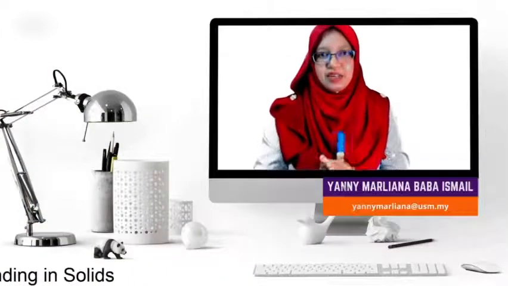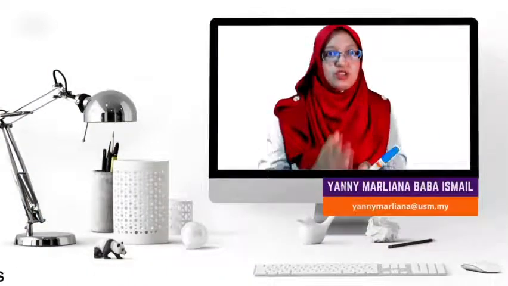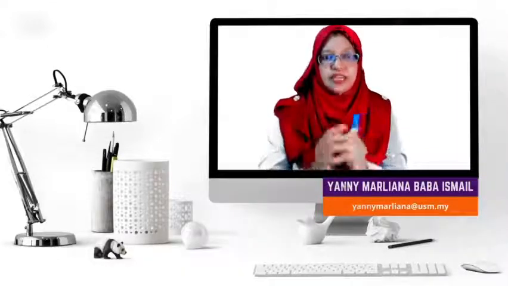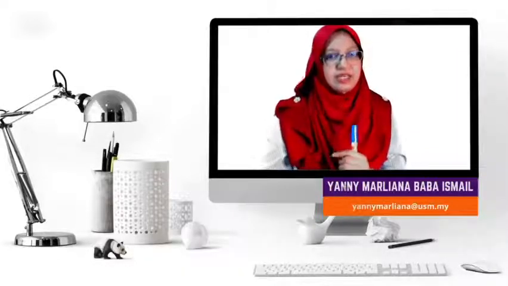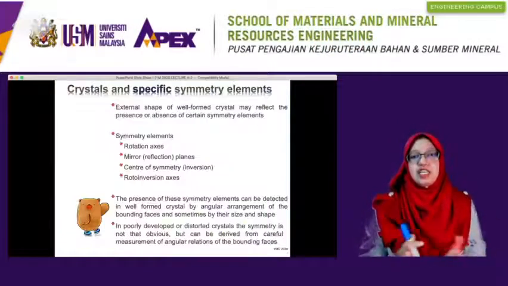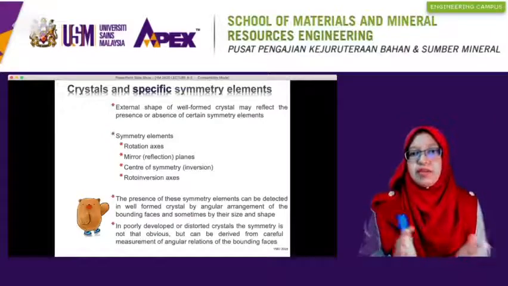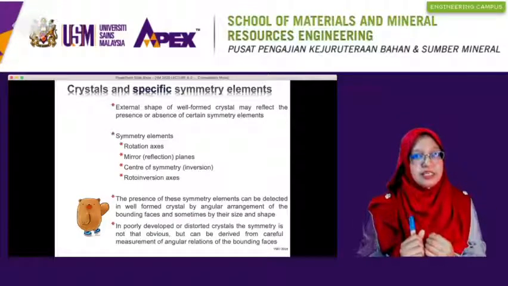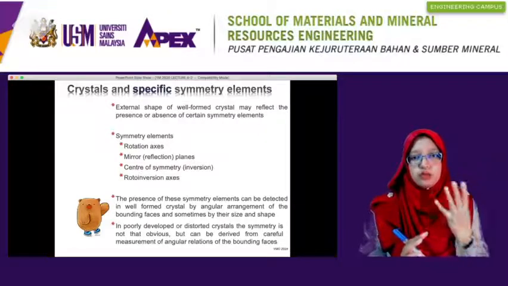Alright, we have learned about the line of symmetry and how to draw the line of symmetry. Next, we are going to learn about symmetry elements. What are symmetry elements? The external shape of a well-formed crystal may reflect the presence or the absence of certain symmetry elements. Basically, there are 4 symmetry elements.